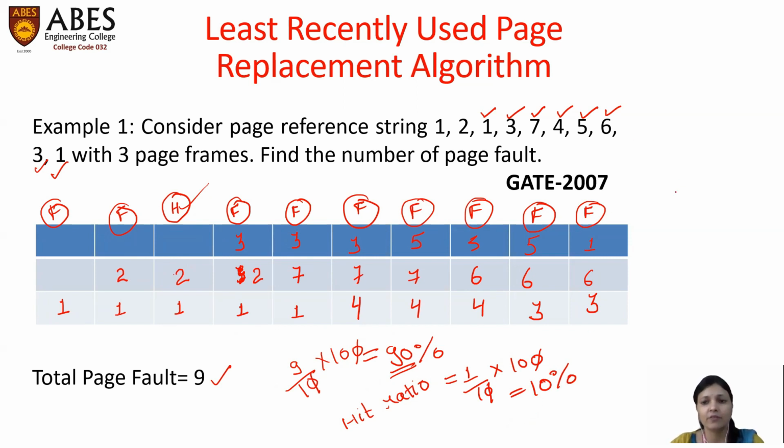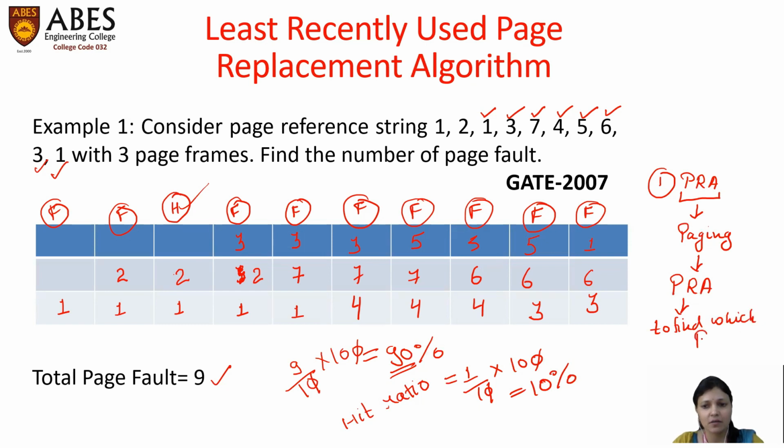Summarizing this lecture, we studied three topics. The first one was what is a page replacement algorithm? A page replacement algorithm is needed when we use the paging technique in memory management. Using a page replacement algorithm, we decide which page we have to replace when a new page is referred by the CPU. So it is used to find which page is to be replaced by the new page.